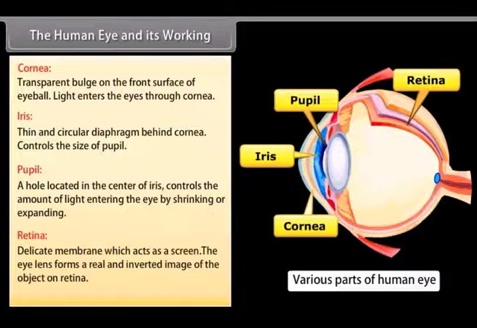Retina. It is a delicate membrane which acts as a screen. The eye lens forms a real and inverted image of the object on the retina.